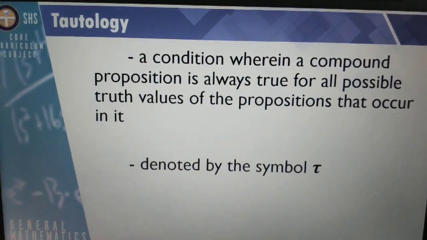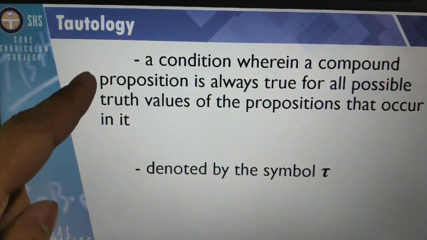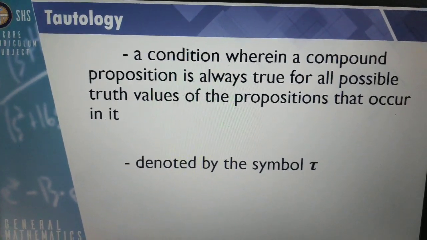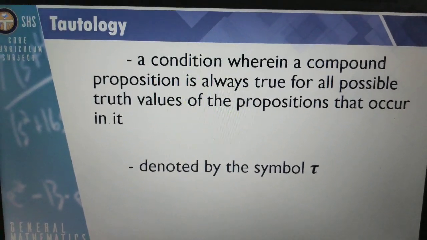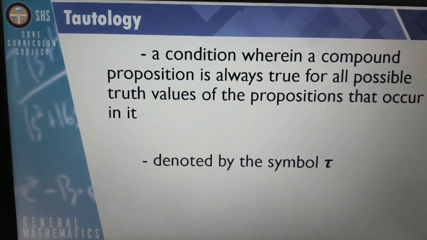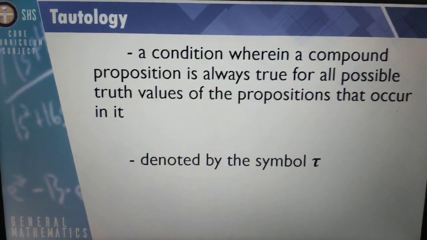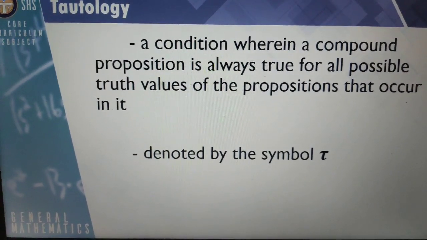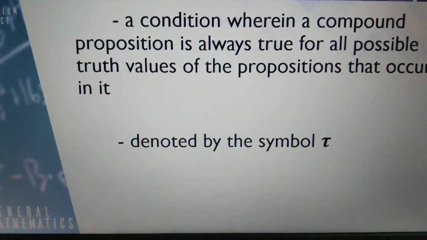For a compound proposition to be a tautology, it is the condition wherein a compound proposition is always true for all possible truth values of the propositions that occur in it. Meaning, even if you consider the different conditions of the compound propositions, the conclusion will always be true. It is denoted by the Greek symbol tau.